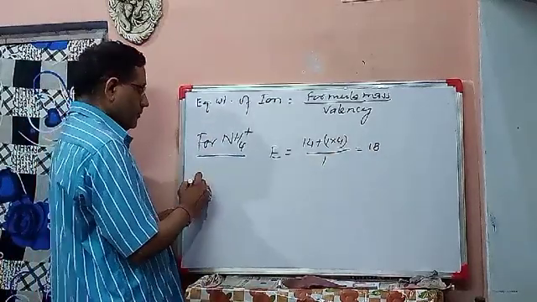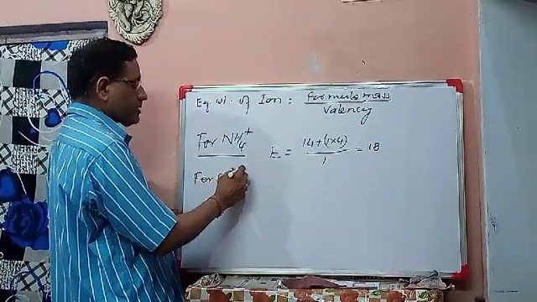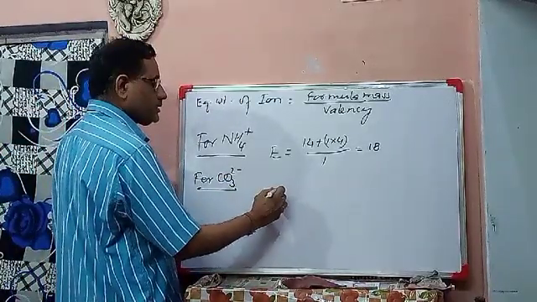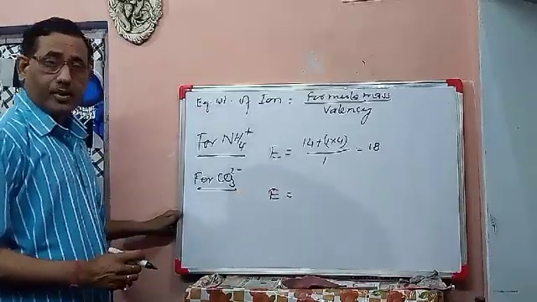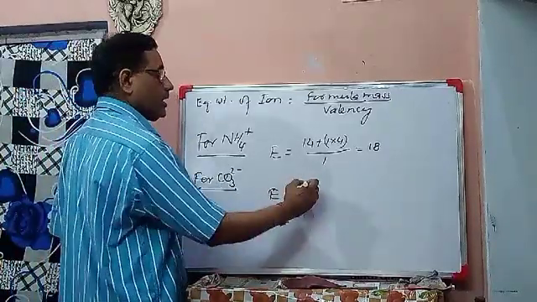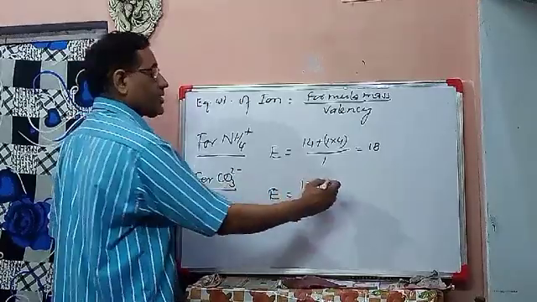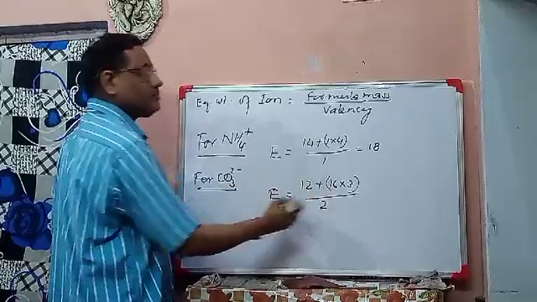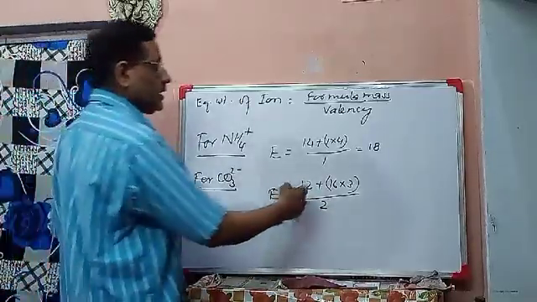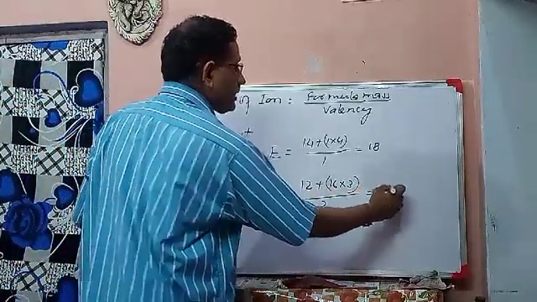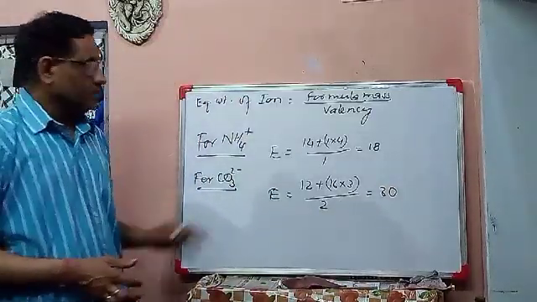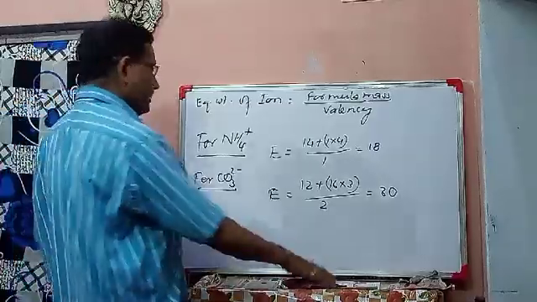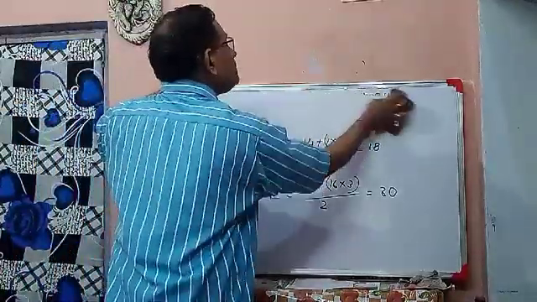And in the same way for carbonate ion, what will be the equivalent weight? Equivalent weight is generally denoted by E. For carbon atomic weight 12, there are 16 times 3, upon valency which is 2. It comes 30. This is the way of finding the equivalent weight of an ion. Now we go.